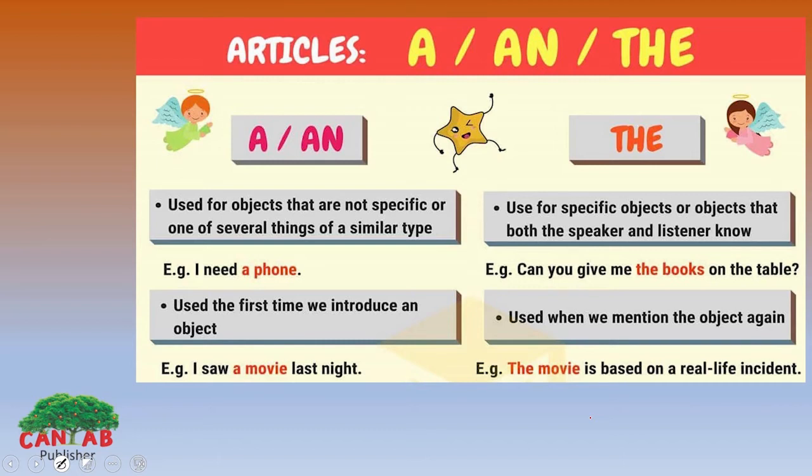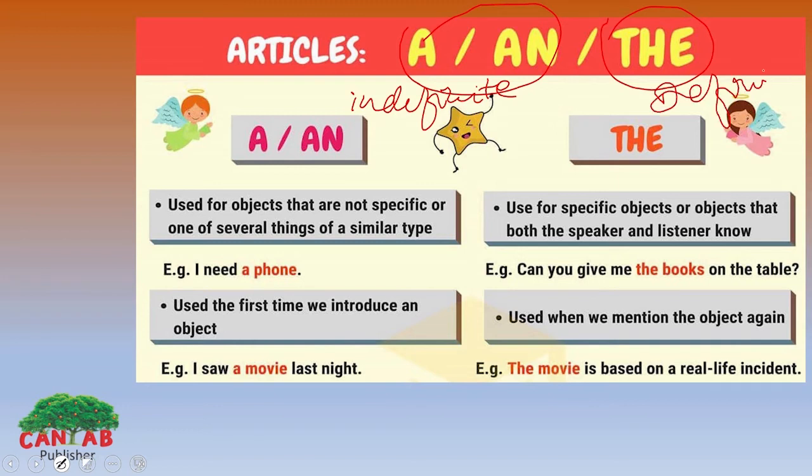Articles are a, an and the. A and an are indefinite articles, the is a definite article. Look at the examples. We use a or an, indefinite articles, for objects that are not specific, or one of several things of a similar type. For example, I need a phone. We use it the first time we introduce an object. I saw a movie last night.